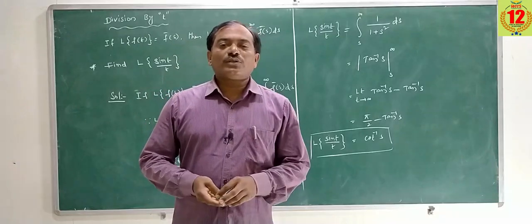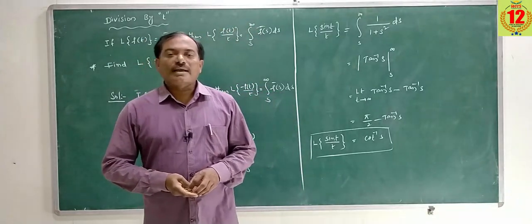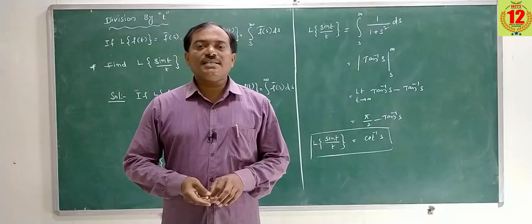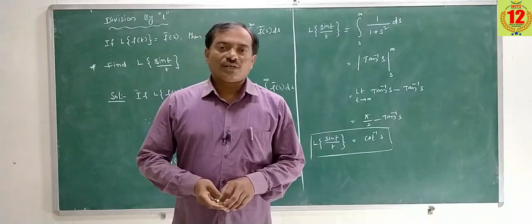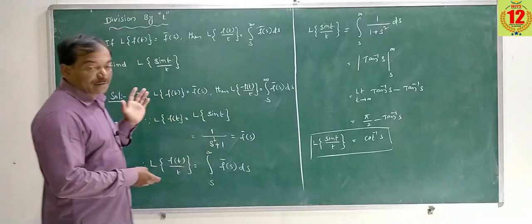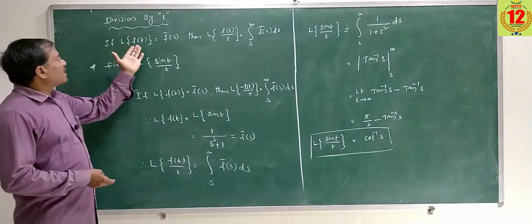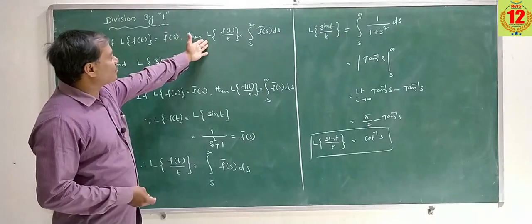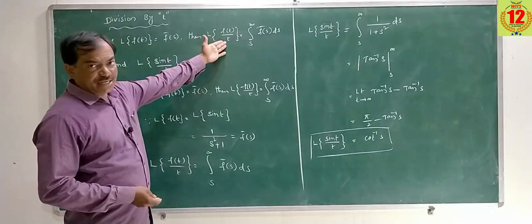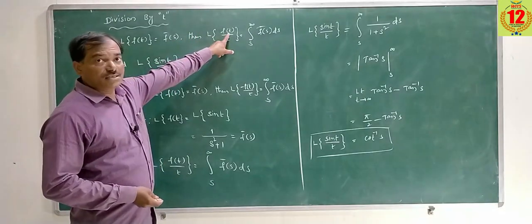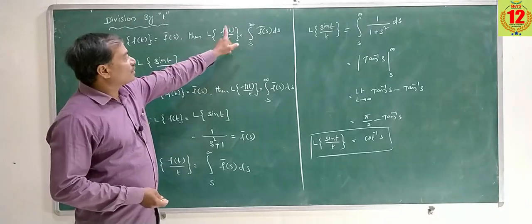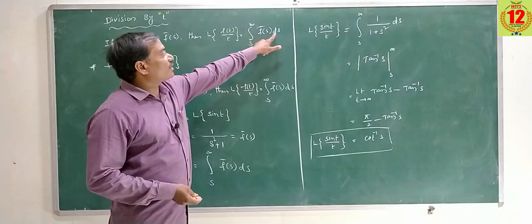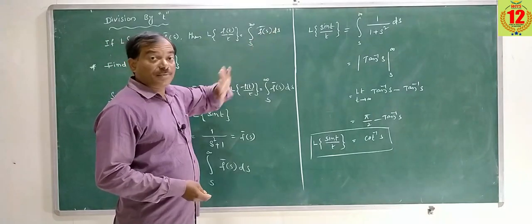In this video, we have to discuss how to find the Laplace transform of the given function that is divided by t. So generally we have one statement: if the Laplace transform of f of t equals f bar of s, then the Laplace transform of f of t by t, means the given f of t is divided by t, is equal to the integral from s to infinity of f bar of s ds.